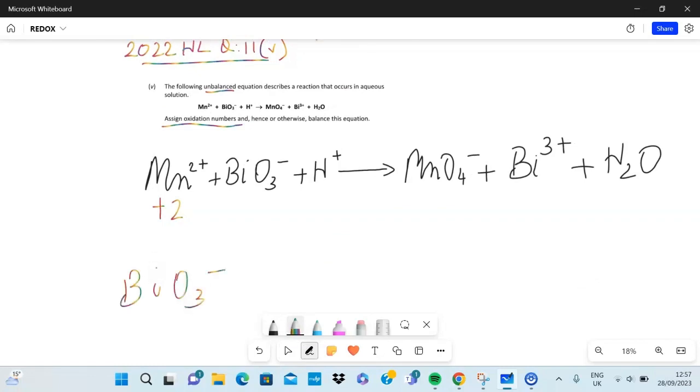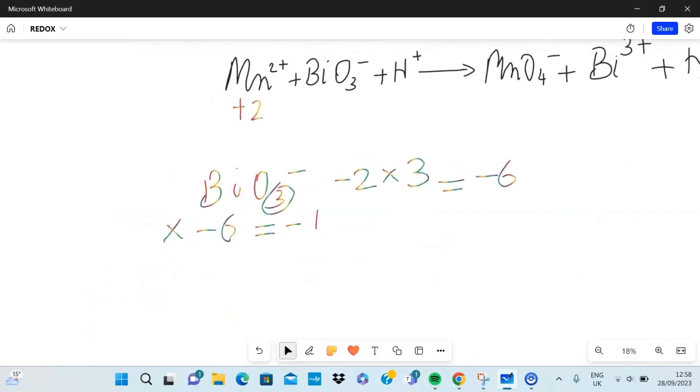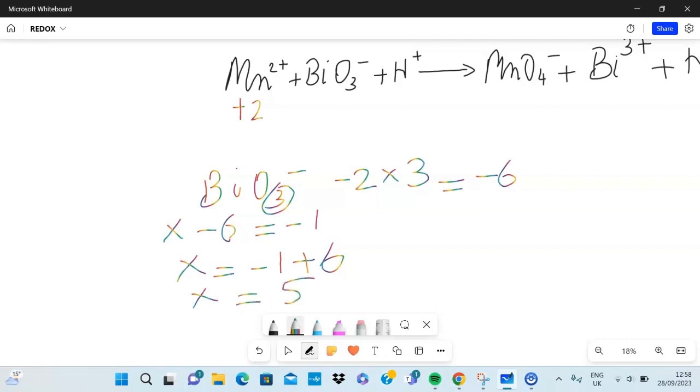BiO3-. My final answer should be -1. I know oxygen is always -2, but there are 3 oxygens here, so I'm going to multiply by 3, and that's going to be -6. Now we don't know bismuth, so that's going to be x. This should be straightforward. x is equal to -1 plus 6, and that's going to be 5. So bismuth is 5, so I'm going to write that on top.